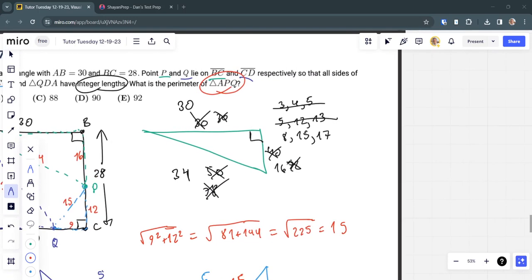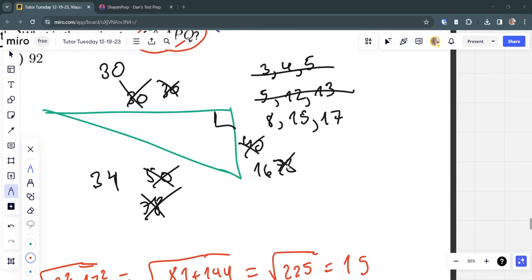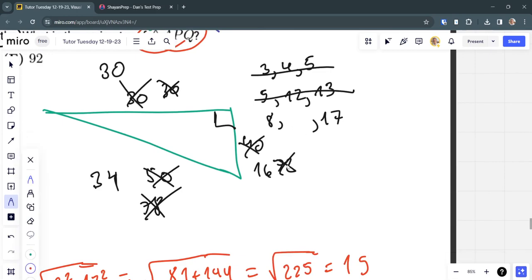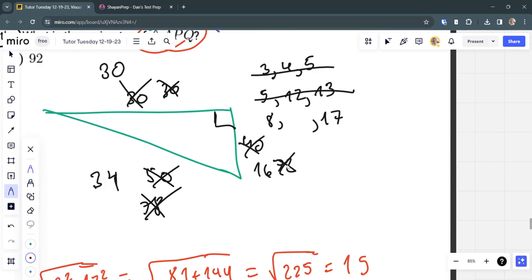I missed the chat. This one should be 15. That's what I had meant to write down. 15, not 25.